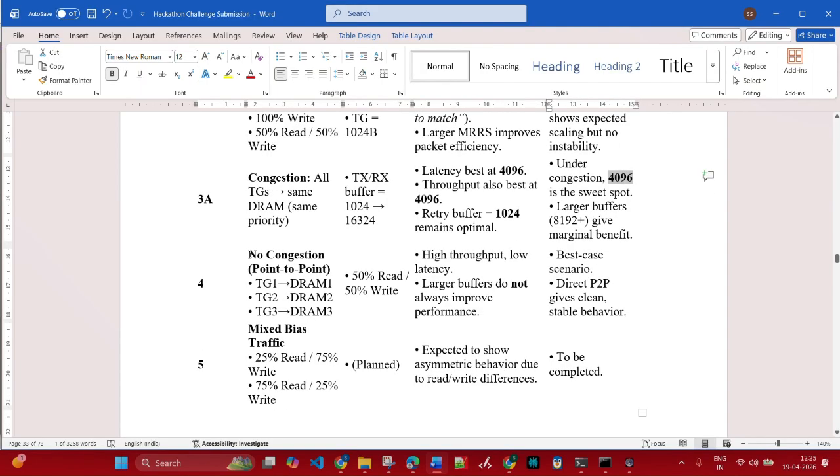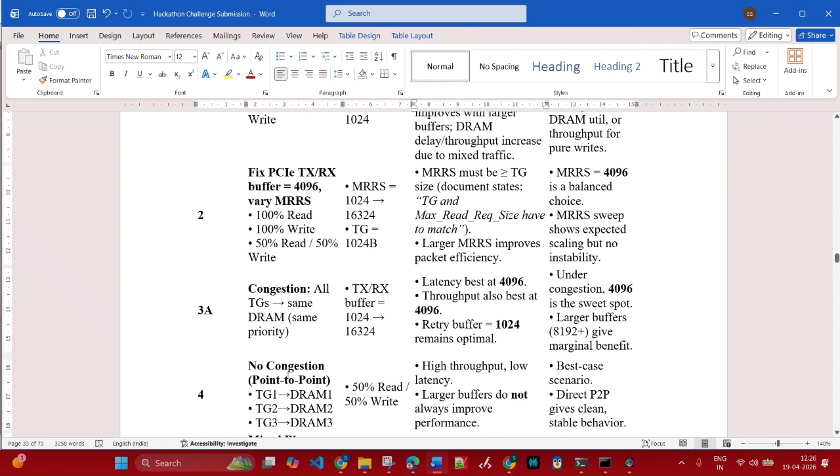Similarly for no congestion, point to point also, TG1 is generating transactions to DRAM, TG2. So this is the point to point one. This will be the best scenario, with high throughput and low latency, and larger buffers will improve the performance. So here is the best point to point.